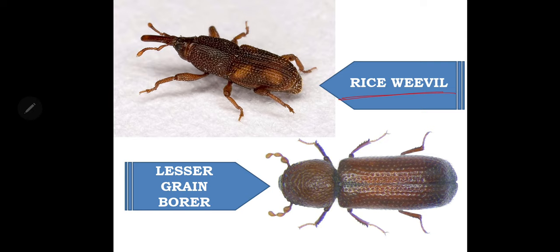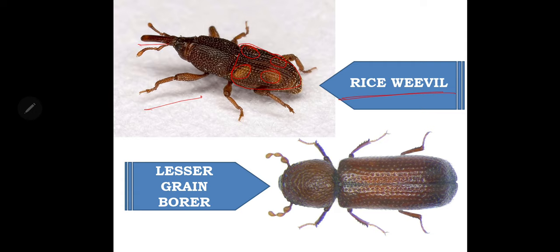The beetle, as you can see in the image, is reddish brown, measures about 3 millimeters in length and has a cylindrical, long slender body with a curved elongated rostrum. Rostrum is nothing but a beak. Its elytra, these wings, bear four light colored reddish or yellowish spots on both of the elytra.